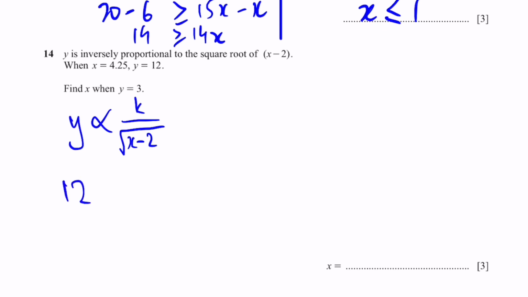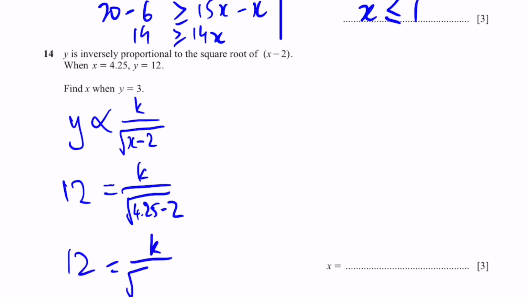So 12 is equal to, we can make an equation now, k by square root of 4.25 minus 2. So 12 equals k by square root of 2.25, and square root of 2.25 is equal to 1.5. So 12 equals k by 1.5. K is equal to 12 into 1.5, which is 18.